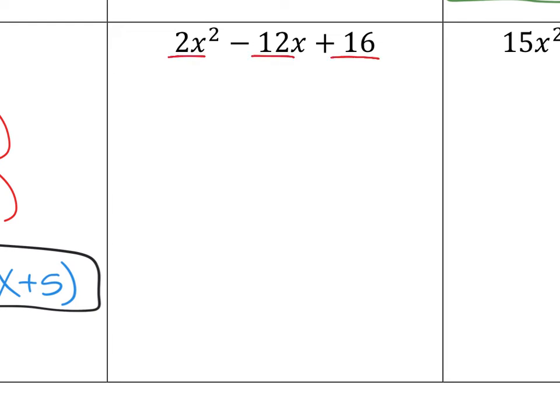They're all divisible by 2. Okay, so we're going to take that GCF of 2 out and have some leftovers. Don't lose the 2 that we took out. Why not? Because if you lose it, you have a different equation, no longer an equivalent expression.